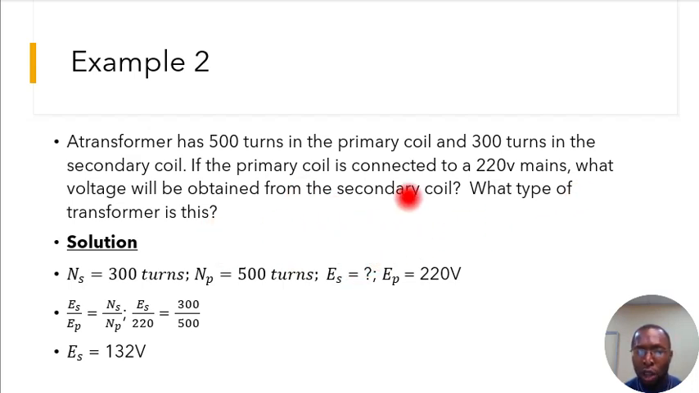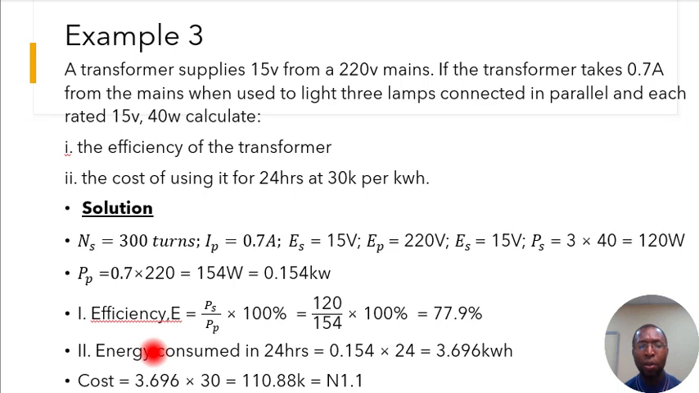Now, what voltage will be obtained from the secondary coil? That is Es. So our Ns is 300, Np is 500 turns, Es is unknown, Ep is 22 volt. So using this formula and substituting the value of each of them here, our Es will be 132 volt. Okay, so let's take one more question and then we move on.